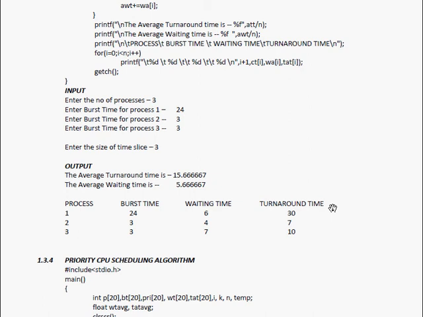If there are n processes in the ready queue and the time quantum is q, then each process gets 1/n of the CPU time in chunks of at most q time units. Each process must wait no longer than (n-1) × q time units until its next time quantum.